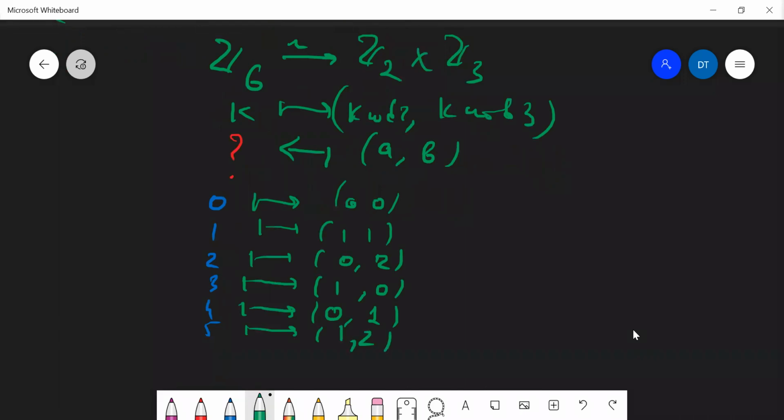So now, since you know the list, you have the list of all elements on the left and the list of all elements on the right. So now you can tell that, okay, if you're given (1, 0), it must go to 3. If you're given (1, 1), it must go to 1. If you are given (1, 2), it goes to 5. Because you can list all the elements, you can reverse the map. But this is not interesting. I want to write a formula for the inverse map. So I want to find a formula.